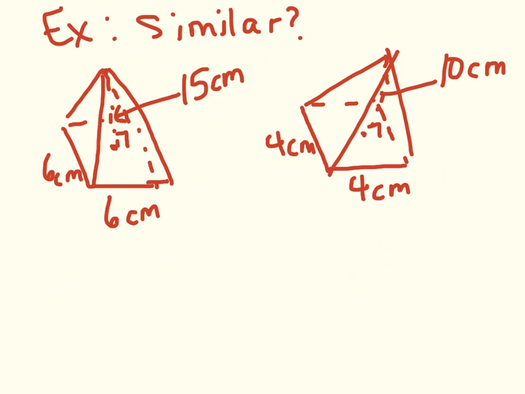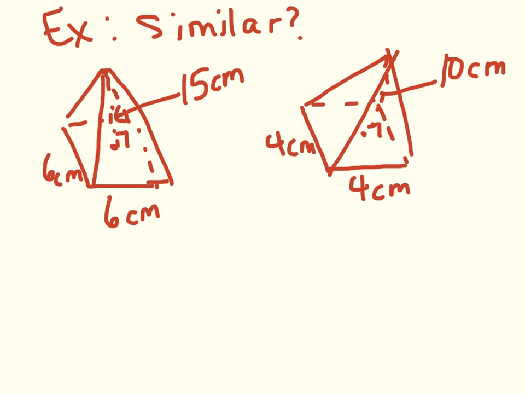Okay, so if we're going to look at two solids, we're going to look at these two pyramids and decide if they are similar. What I notice is that I have the height of the pyramid drawn in, and I also have the length and width of the base drawn in. So the length and width of the base, they are both 4 and 6. All right, it's a square, so they're the same.